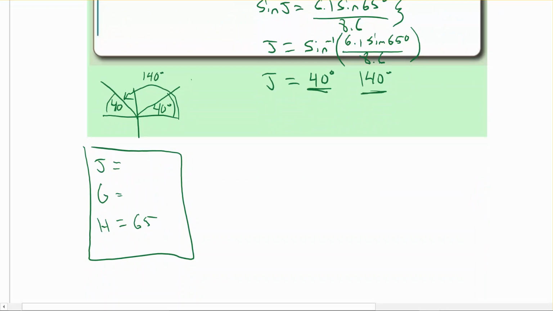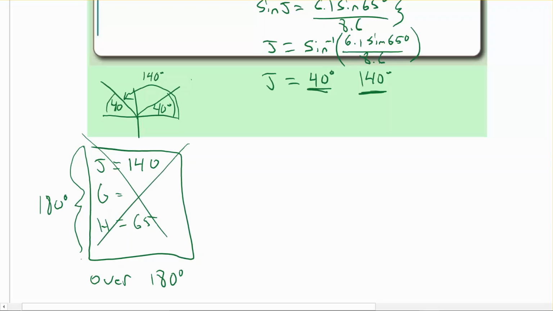I know angle G, well, this is where the difference is going to be. For the first one I'm going to pick 140. So let's say this was 140. What do all my angles have to add up to? They have to add up to 180 degrees, right? Well, I can tell right off the bat that this can't be 140, because 140 plus 65 is over 180 degrees. It can't be this one. So that means it has to be the lower one, 40 degrees.